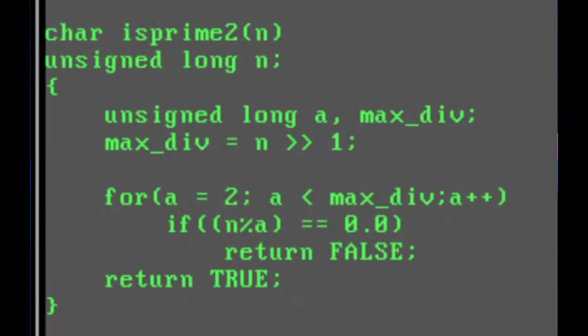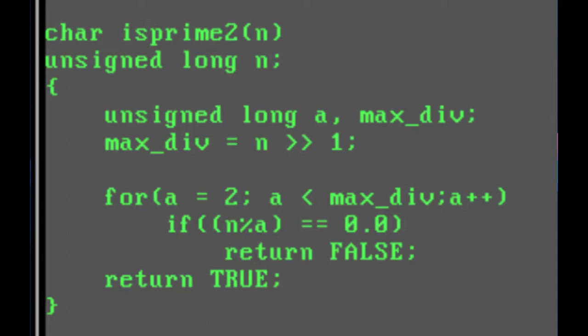This is only a small modification from the original. I've added the variable maxDiv, short for max divisor. I assign the value of n to maxDiv and shift the bits to the right one place. Shifting the bits is a fast way to divide a number by 2.